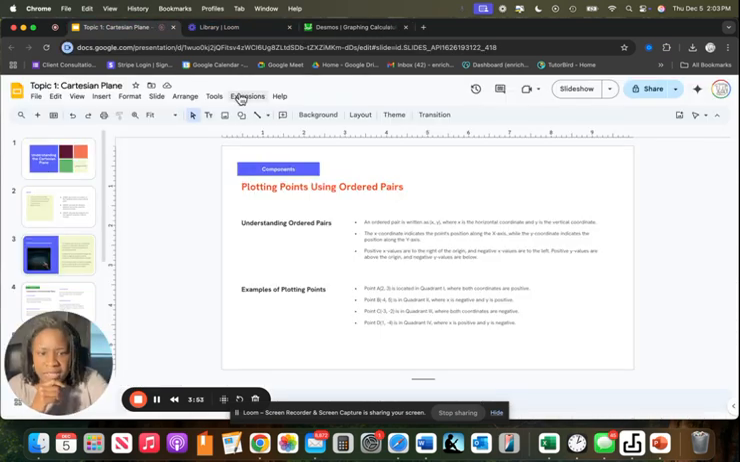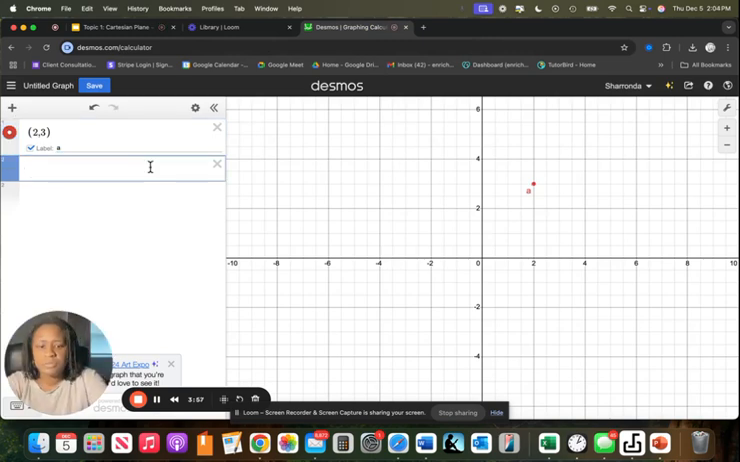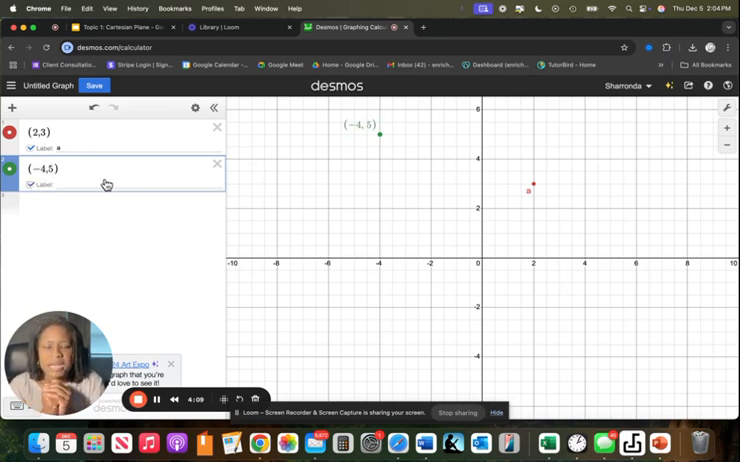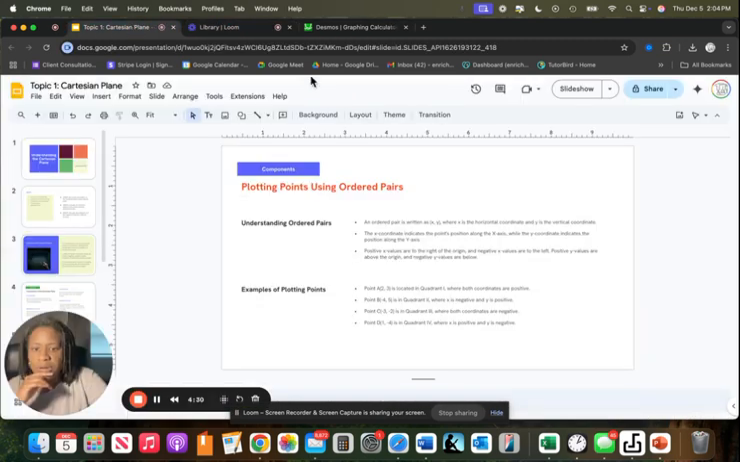Then I'm going to plot my next one, negative 4 and 5. Negative 4 and 5, and label it. Because X is negative, it moves it into quadrant number 2, which is over here, but my Y is positive. So that means that it's above the X axis, because right here, that's where Y is 0. And then anything above 0 will therefore be positive Y. That's my point B.